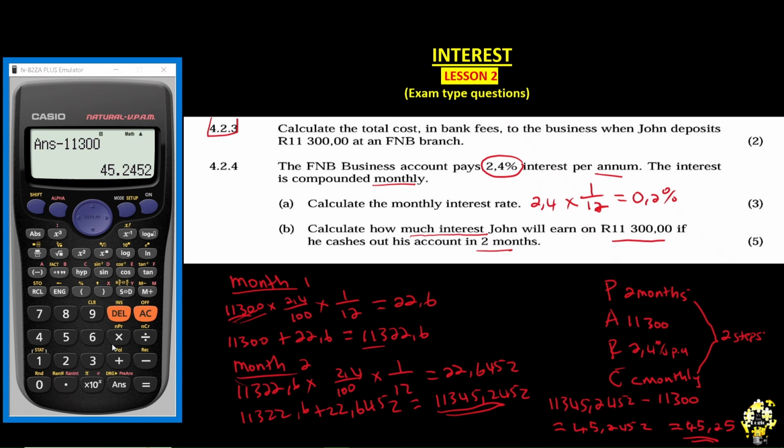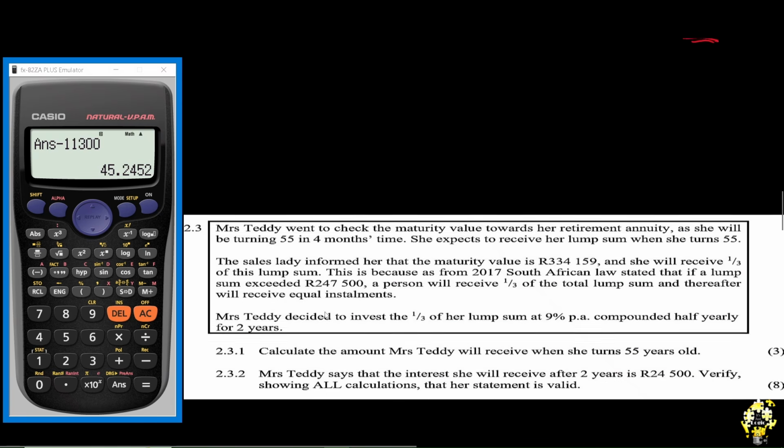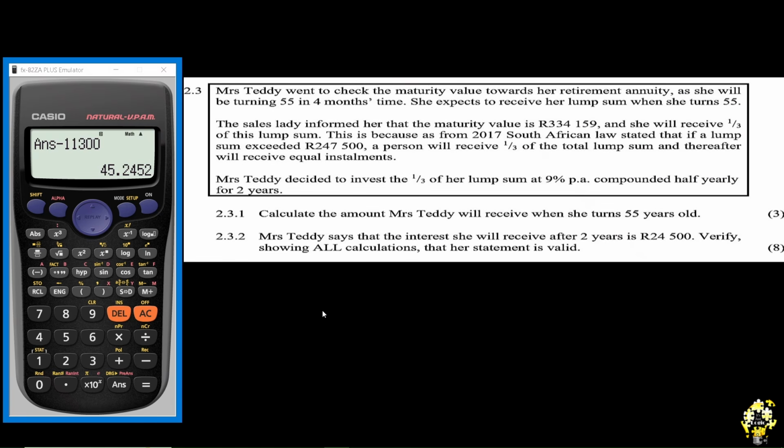Now let's continue. Let's see. We have a lot. Okay, what have we here? So here we have, let me use a different one. Let me use a gold. So we have Mrs. Teddy went to check the maturity value towards her retirement annuity as she will be turning 54 in 4 months' time. She expects to receive her lump sum when she turns 55.